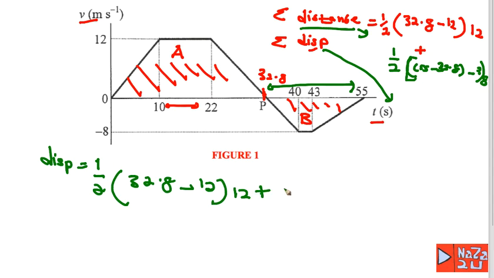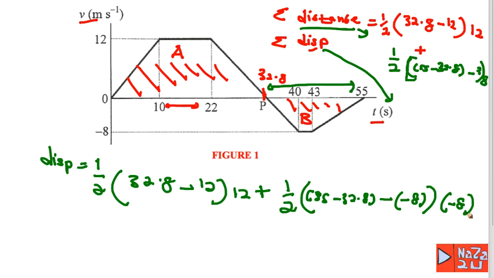And plus half, also a trapezium, the distance here is the same, we have 55 minus 32.8. So here we have a negative 8. You must consider the negative value because displacement is a vector quantity, and the height here is negative. Sorry, this is 3. No, this is 3, right? This is negative 8.